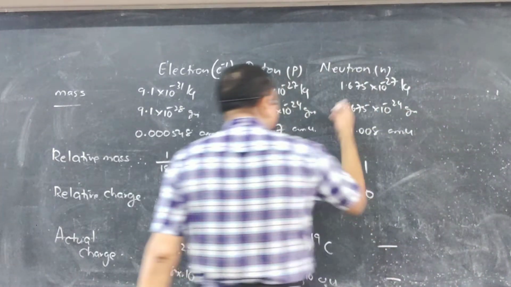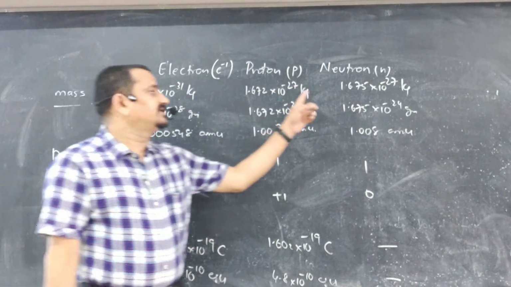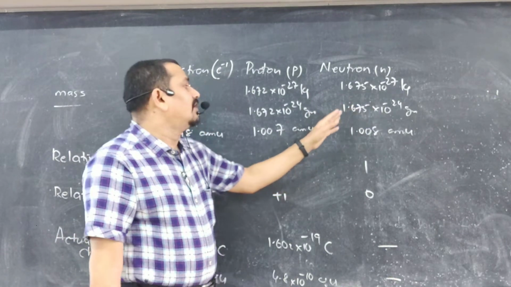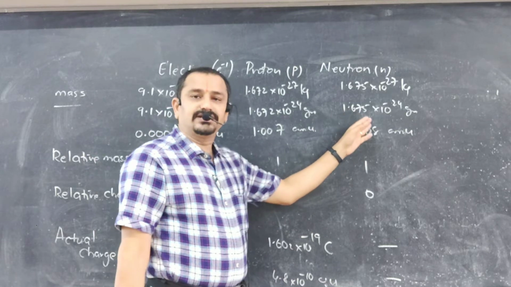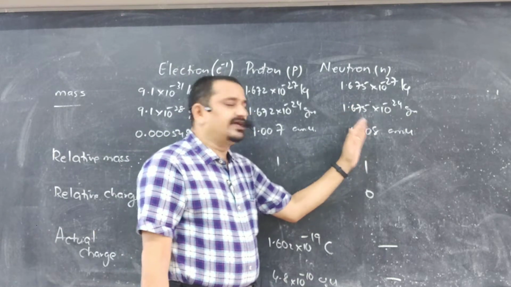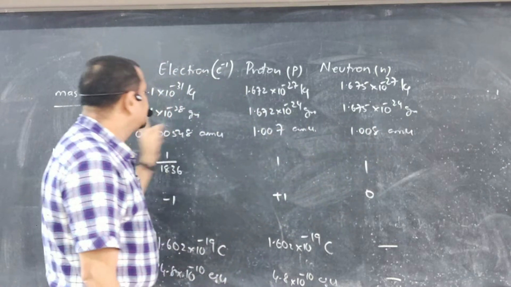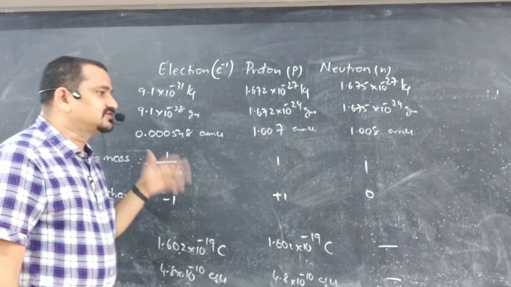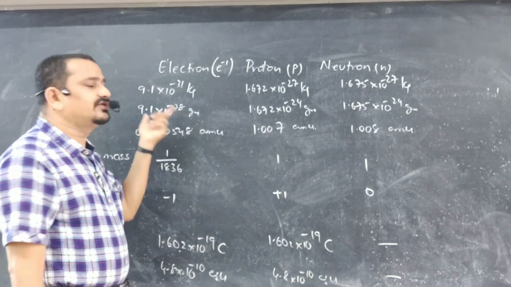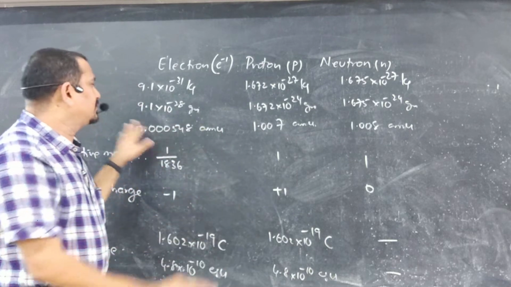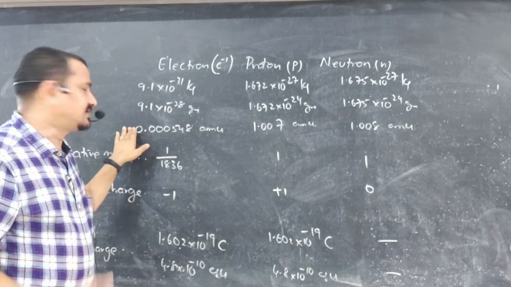And when it comes to neutron, its mass is 1.675 into 10 power minus 27 kg or 1.675 into 10 power minus 24 grams or 1.008 AMU. Each and every value you have to remember at any cost, because in solving the numericals we have to use these values. For that reason, it is very important to remember this tabular form completely.